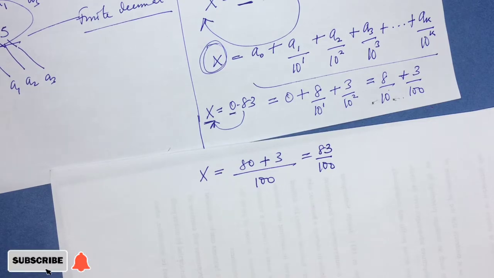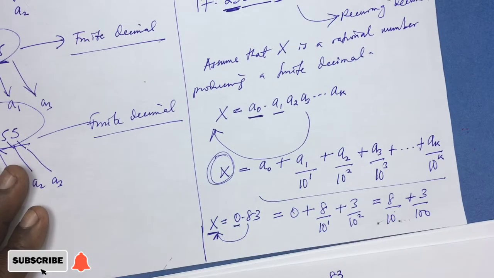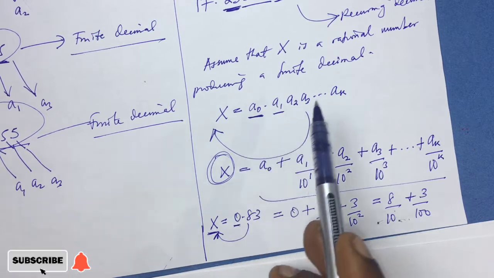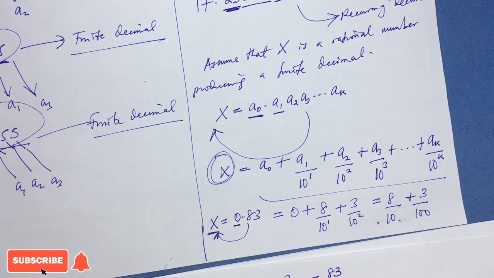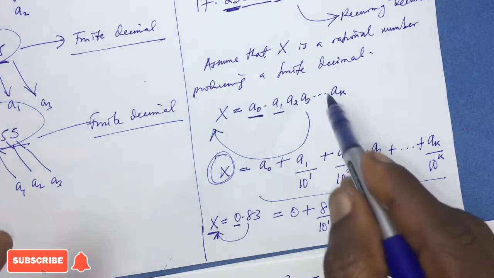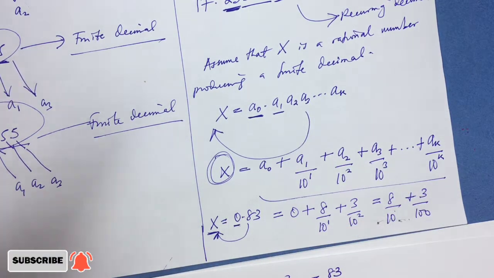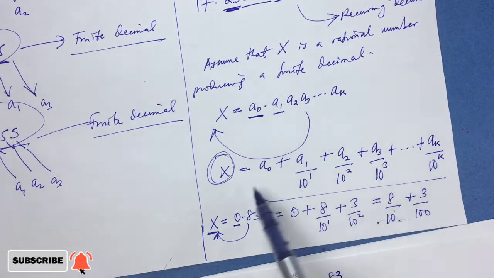Okay, so what am I showing you? I am showing you that if you assume that a rational number x is producing a finite decimal, then you can actually go backwards, move from decimal back to the number that produced the decimal. Okay, and for you to do that requires you to do this.